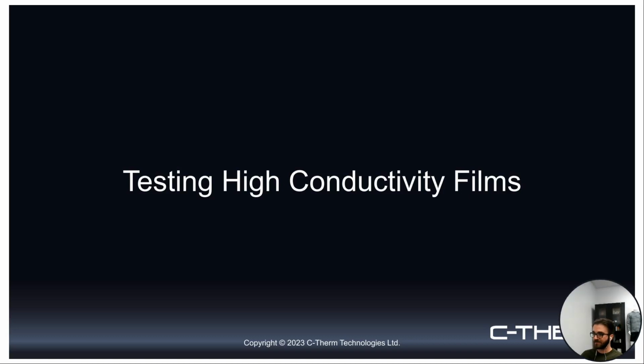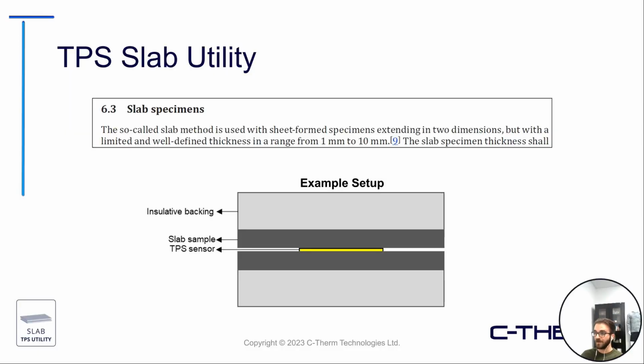Now, I mentioned that testing of thin films with this method can be limited to mostly polymeric films. But if you were interested in testing high conductivity films, and these are really referring to metallic-based films, the TPS thin films utility may not be the best fit there. However, I do want to provide you with a potential route on how to deal with these materials as they can be more challenging. And this is related to the slab utility.